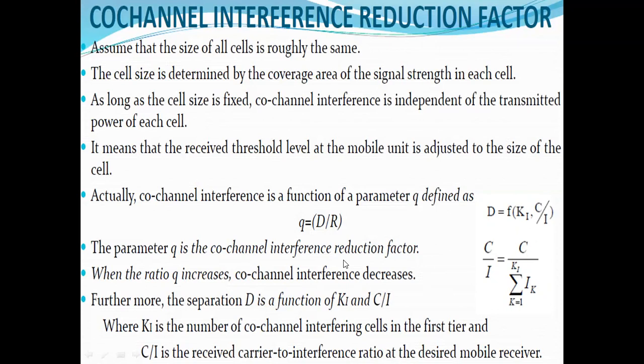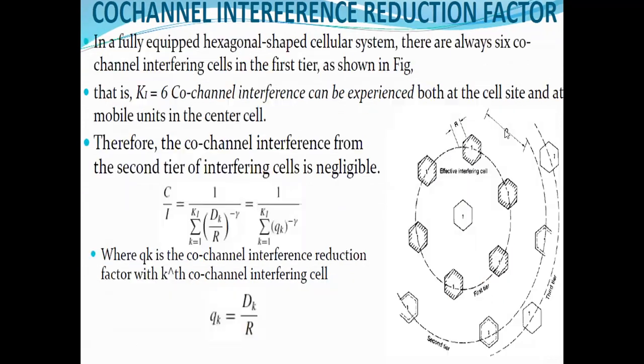And D, as you can see, is a function of Ki and C by I. Ki is the number of co-channel interfering cells in the first tier, and C by I is the received carrier to interference ratio at our mobile receiver. Ki is the number of co-channel interfering cells in the first tier, meaning I will show you the diagram.